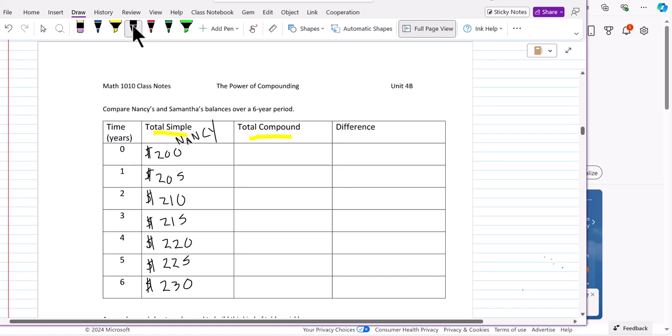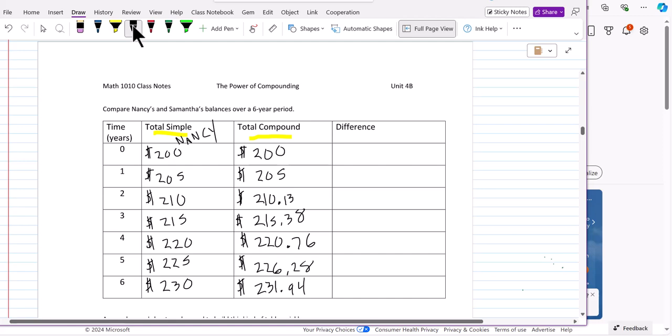Okay, compound interest, I'm just taking the information that we got on the previous table. So the one we just did, we started at 200, then we went to 205, but then it's different. So now it started going like this. I'm just taking again the numbers that you wrote down on the previous page. 210.13, then $215.38, and then $220.76, then 226.28, then 231.94. Okay, so we're just going to look at the difference between these two numbers and how that goes. Okay, so those are the two charts we did.